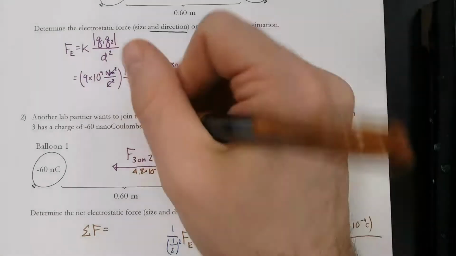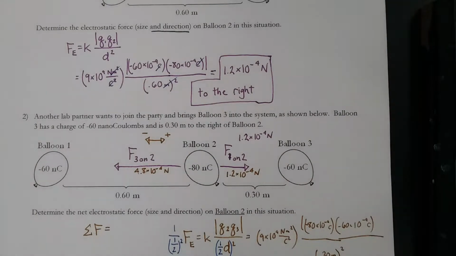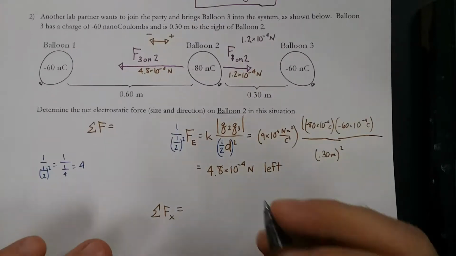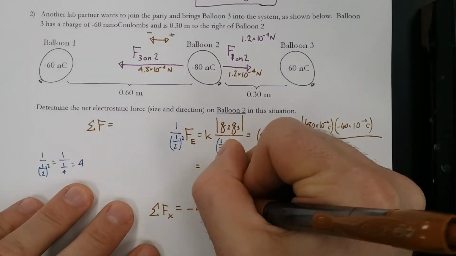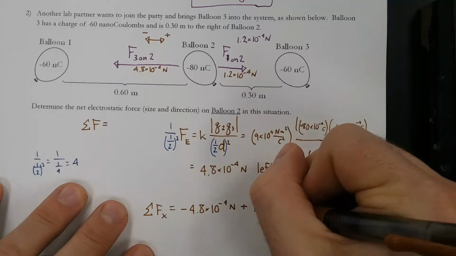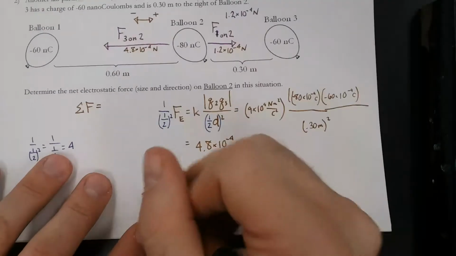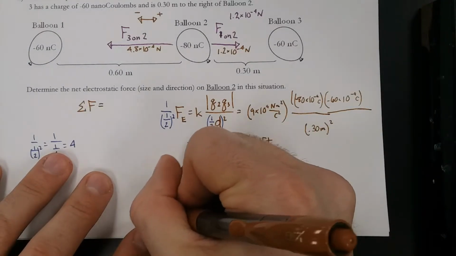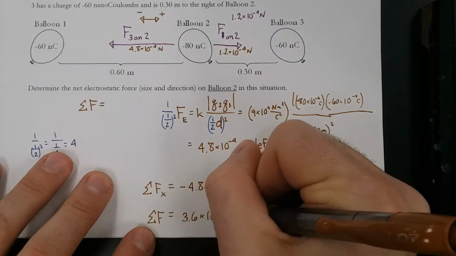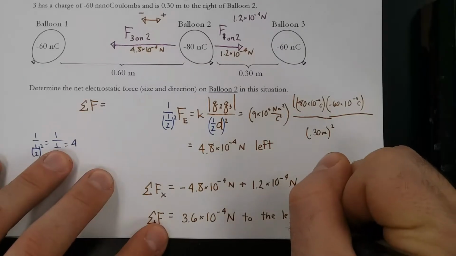When I sum them together, I need to say that one direction is positive and one direction is negative, and I'll call left negative. So the sum of the forces in the x direction says I've got negative 4.8 times 10 to the negative 4th newtons plus 1.2 times 10 to the negative 4th newtons. That's a right force, that's a left force. And it gives us a net force of 3.6 times 10 to the negative 4th newtons to the left.